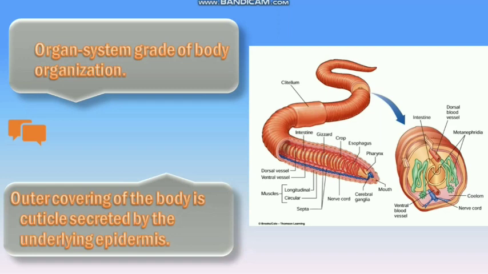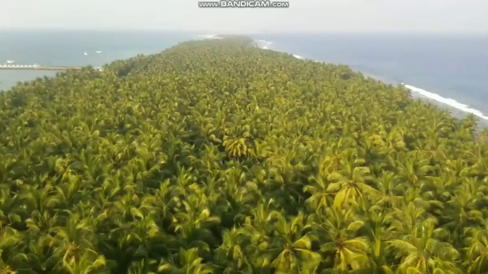In addition to this feature, we can see that the outermost surface of the body is covered with a cuticle. It will be secreted by the epidermis, which is underneath the cuticle and which will be lining the topmost layer of the body wall. Let us move to the next character.